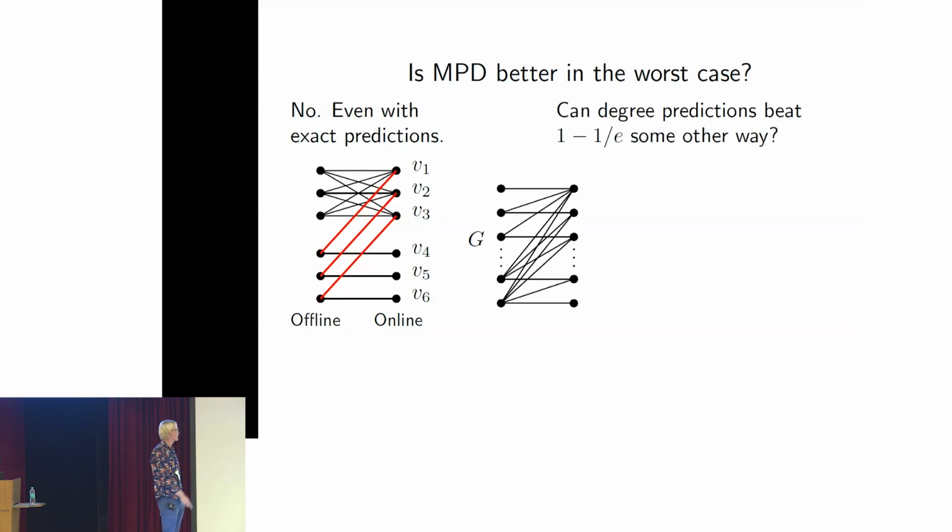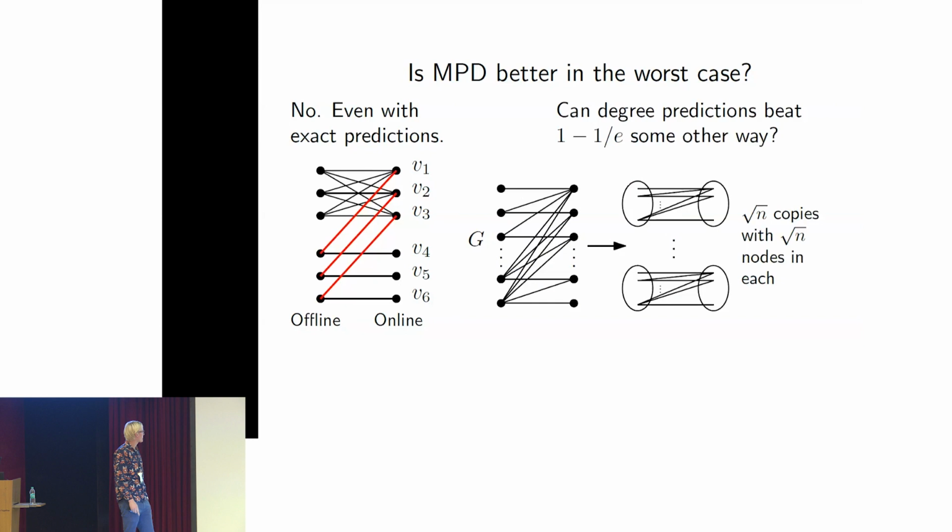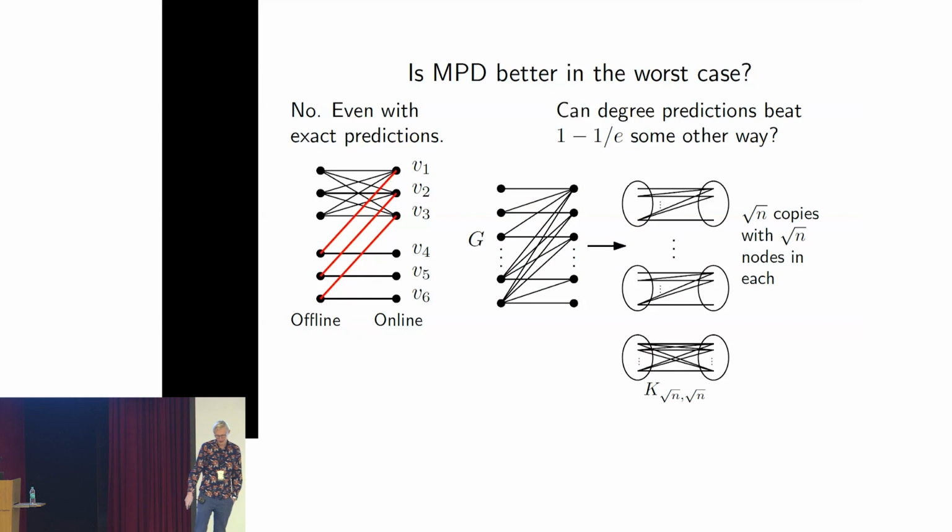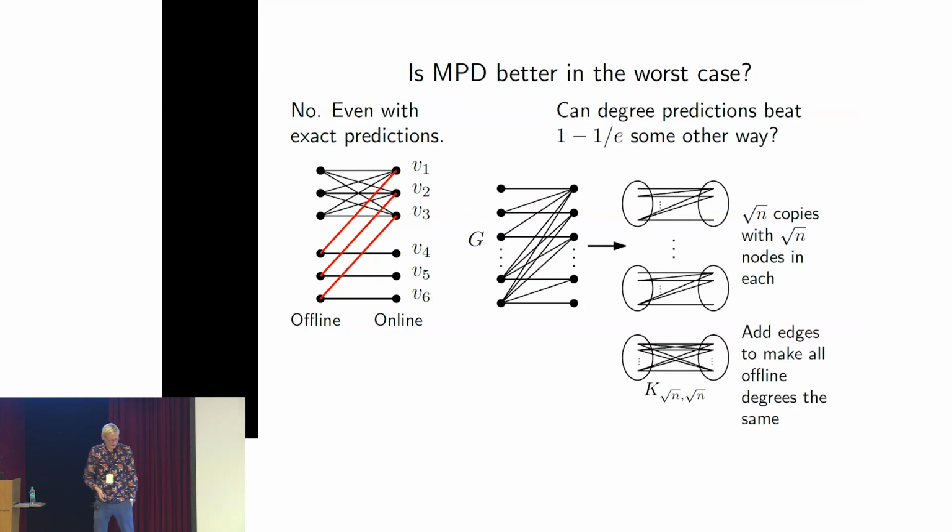We had this hard example from the KVV paper. What we can do is take root n copies of these on root n nodes. So we basically end up with n nodes in total. And then we add another complete graph, which is root n by root n. Now we can add edges from this bottom graph to each of the left sides of these bad instances on the top to make sure that all their degrees are the same.